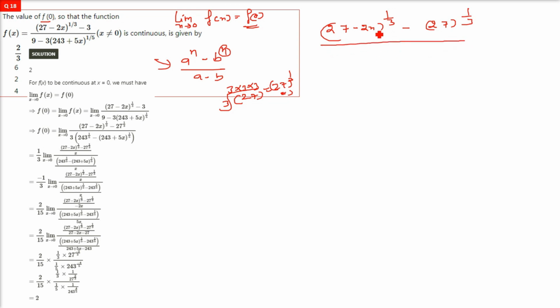Now coming to the denominator. Denominator, same thing we are going to do. So a minus b we have to do. Now since the numerator we are taking, we have to introduce a minus b also. 27 minus 2x, just write this a minus b, that is 27 minus 2x and minus 27. So this we have introduced by ourselves.